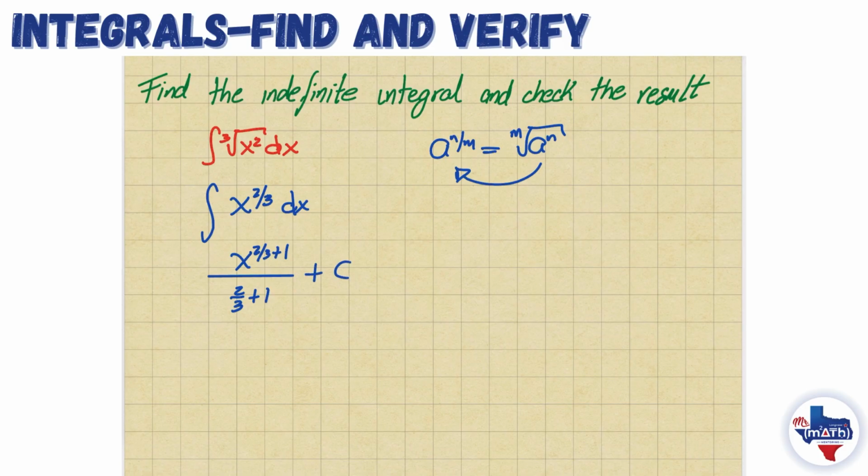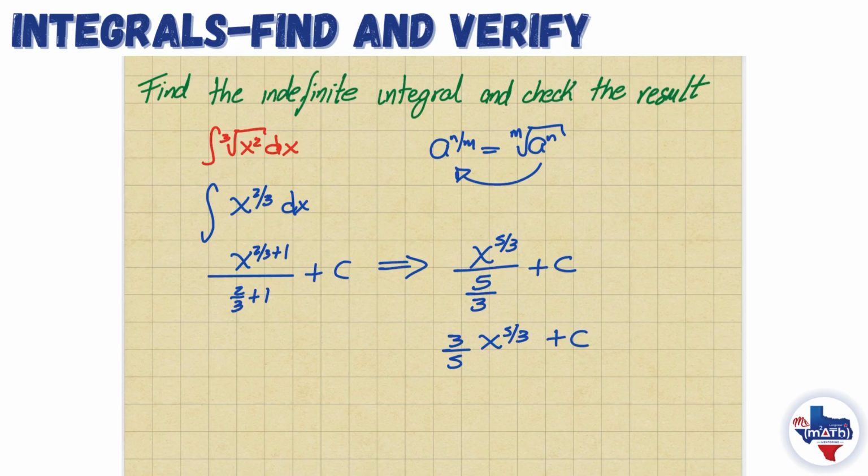our constant of integration. So we'll have 2/3 plus 1. 1 is 3/3 plus 2/3. That will be 5/3 divided by the same 5/3 plus our C. And this will be 3/5 x to the 5/3 plus C.